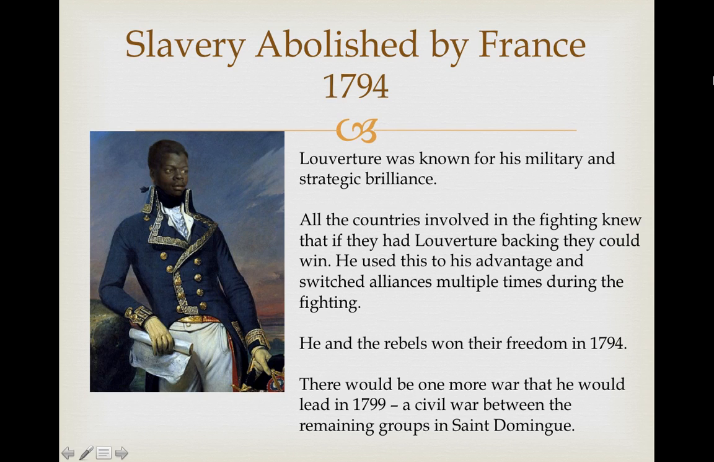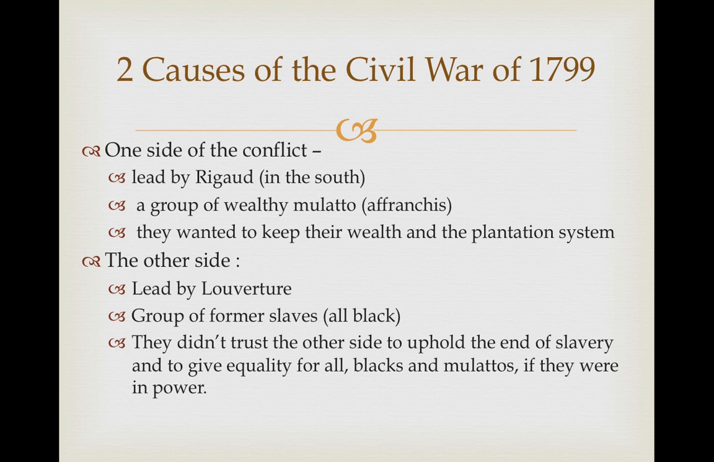So he would often use that to his advantage. He'd say, oh yeah, I'm on Great Britain's team. Oh, it doesn't work, then I'm going to switch to France, because he was so valuable to all of them that he could do that. So he and the rebels won their freedom in 1794, but there would be one more war that he would lead in 1799, and that's the Civil War between the remaining groups in Saint Dominique.